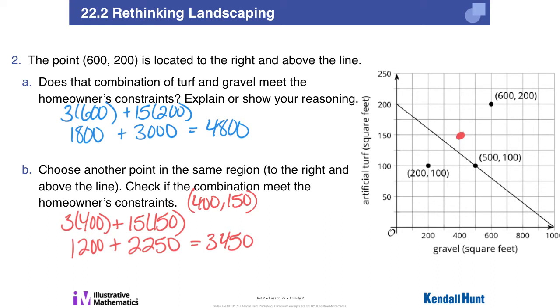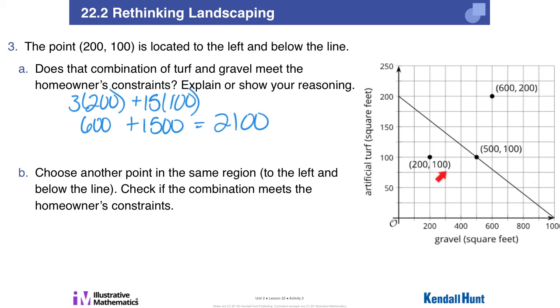I chose this point right here, 400, 150: 400 square feet of gravel, 150 square feet of turf. That would end up being $1,200 worth of gravel, $2,250 worth of turf, and it would get you a total of $3,450. So again, that does not meet the constraint of the $3,000 budget.